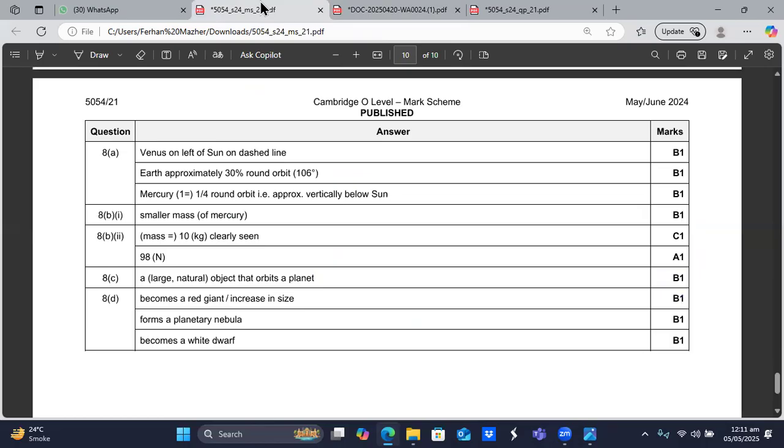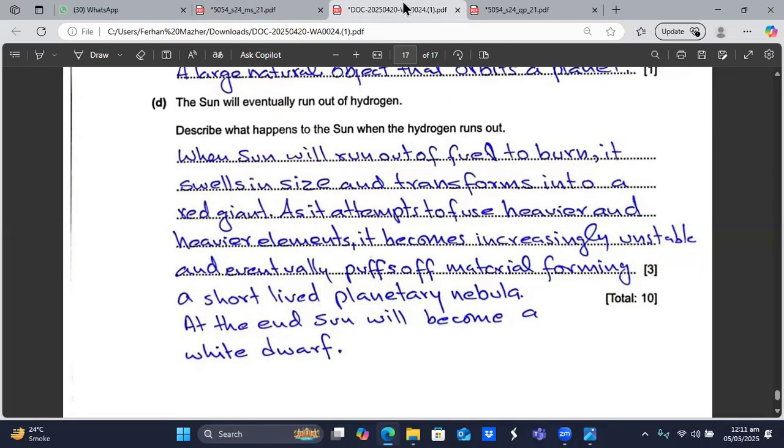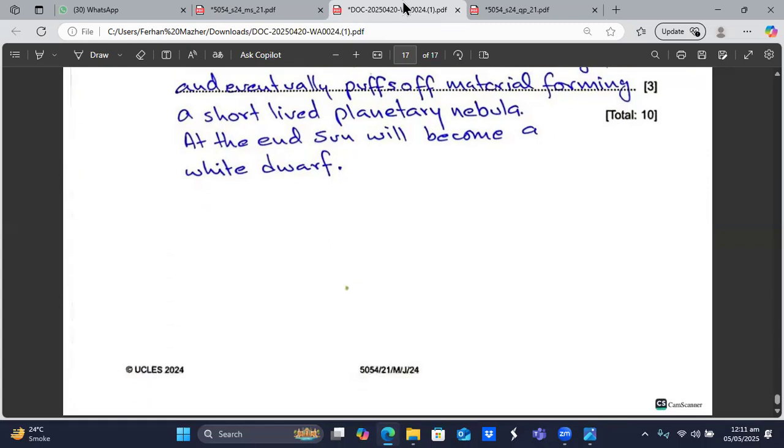This is D part: becomes a red giant, increases in size, forms a planetary nebula, becomes a white dwarf. So you have to remember this, this is space physics.